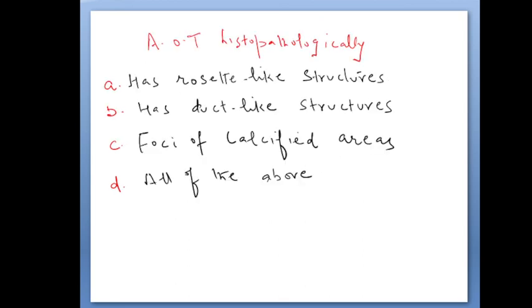Correct option. AOT histopathologically has rosette-like structures. It has duct-like structures, so the word adenomatoid. Then there are foci of calcified areas. So option number D, all of the above, is correct.